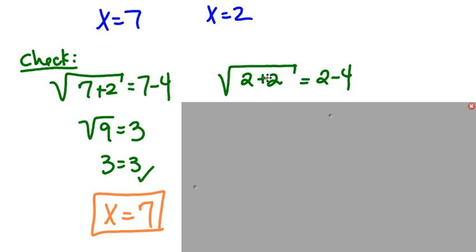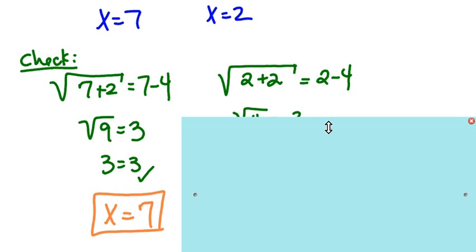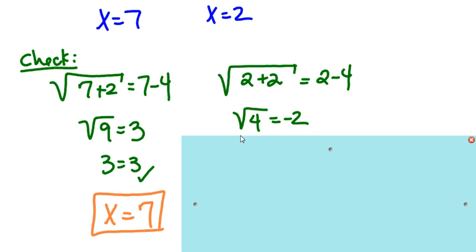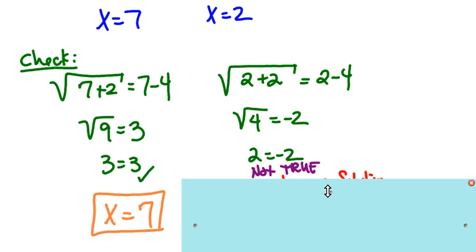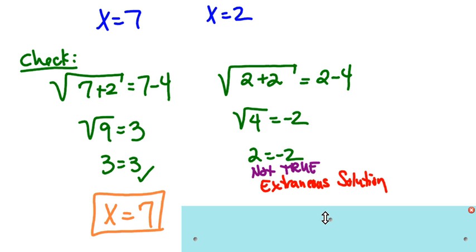So underneath our radical here, we're going to have 4, and that's going to equal -2. So we've got the square root of 4 equals -2. Well, we know the square root of 4 is 2. 2 does not equal -2. This is showing us that it's an extraneous solution because it's not valid. So we only have one solution for this problem, which is x equals 7.